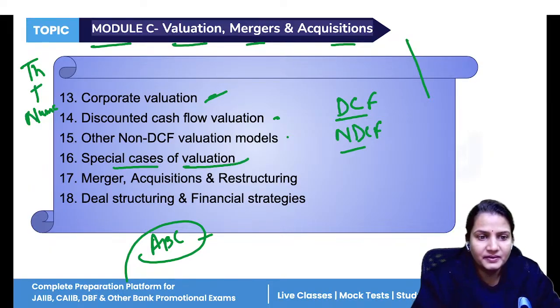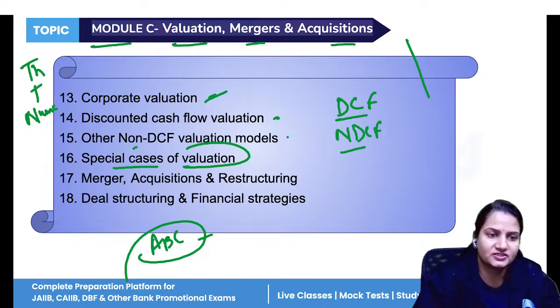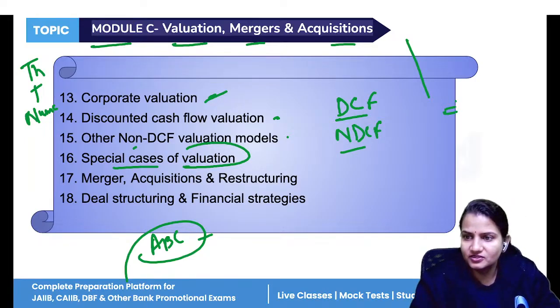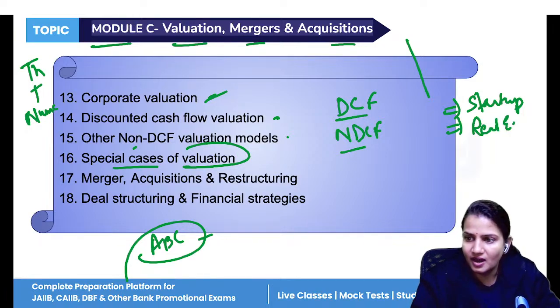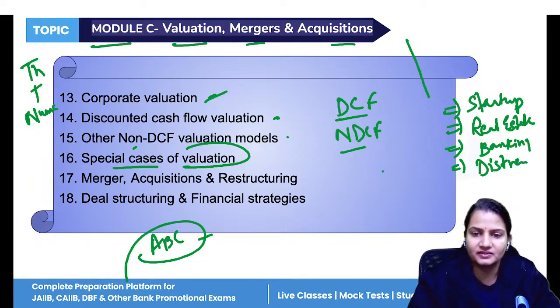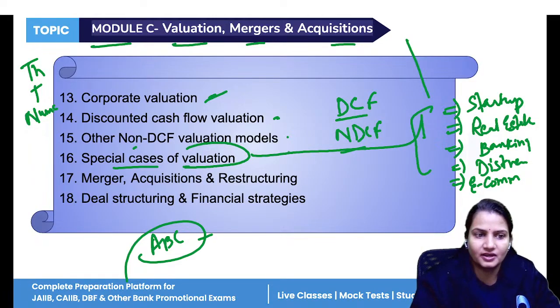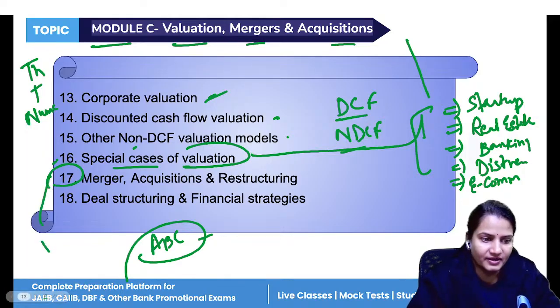Then there are some other companies which come under special cases of valuation. Like if you are purchasing any startup firm, how will you do the valuation? This will come under special cases. If you are purchasing any real estate company, how will you do the valuation of that company? If you are purchasing any banking company, how will you do the valuation of that company? Then distressed or loss-bearing companies, and e-commerce companies. How you will do the valuation of such companies will come under special cases of valuation.